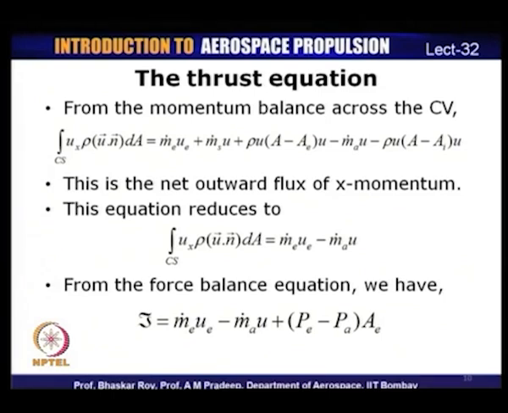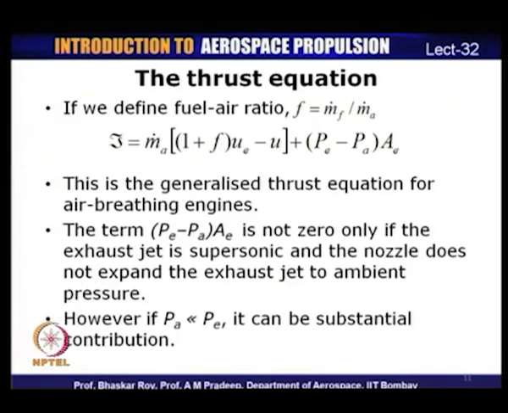So, from the force balance equation, where we had sigma F_x equal to (P_a minus P) into A_e plus the reaction to the thrust, which was tau, if we substitute for sigma F_x there, we have tau equal to m dot e u_e minus m dot a into u plus (P minus P_a) into A_e, which again we shall simplify.